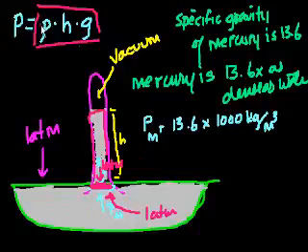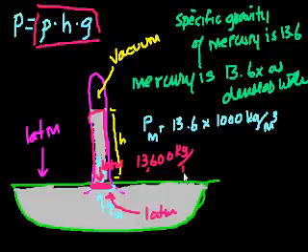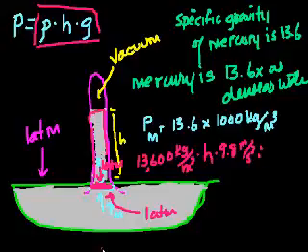So let's see. The density of mercury is 13,600 kilograms per meter cubed. That's the density. Times the height. We don't know what the height is. That's going to be in meters. Times the acceleration of gravity, 9.8 meters per second squared, is going to be equal to 1 atmosphere.